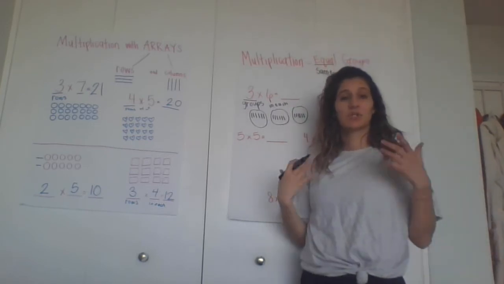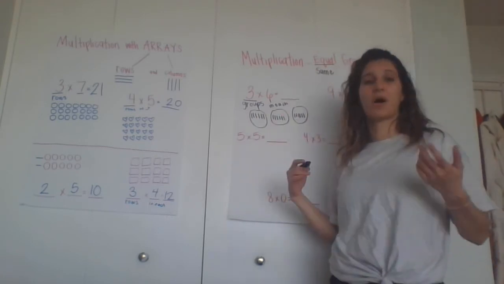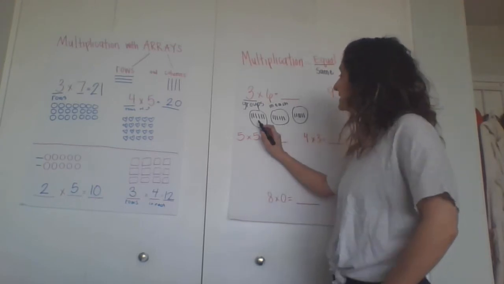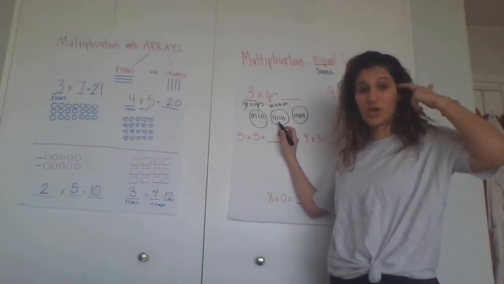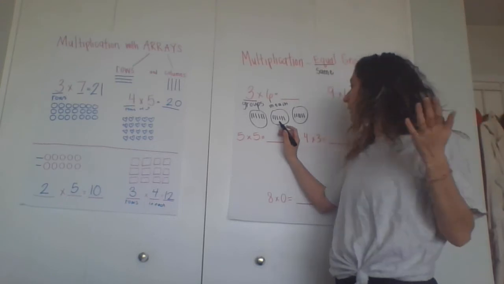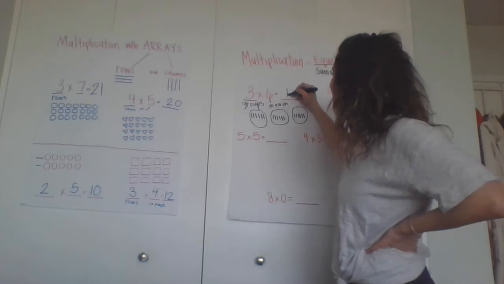Now with multiplication, we talked about this last week. To find our answer, we have to count them all up. Okay, so 6 and 6, well, I know my doubles fact, so I know 6 and 6 is 12. So I can just count on from there. 12, 13, 14, 15, 16, 17, 18.